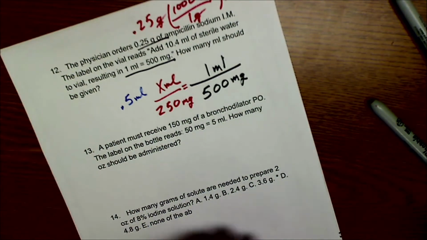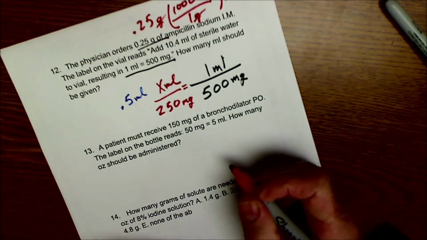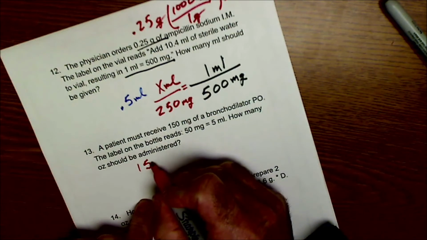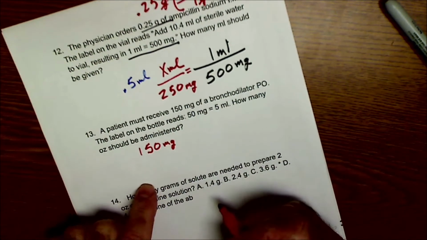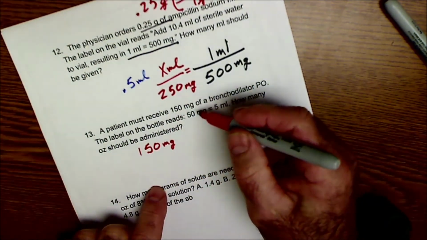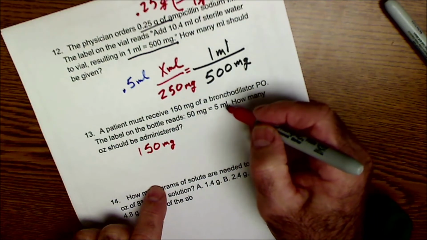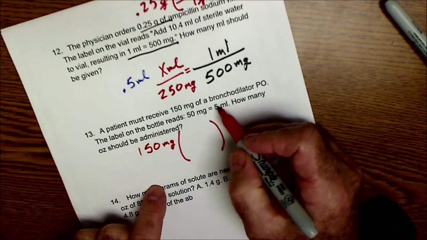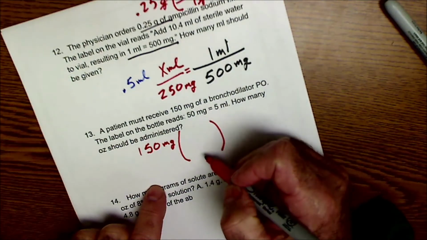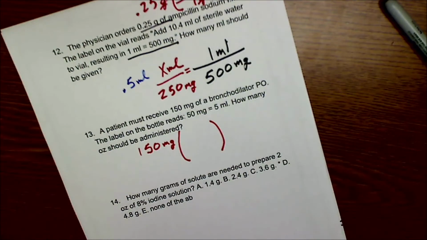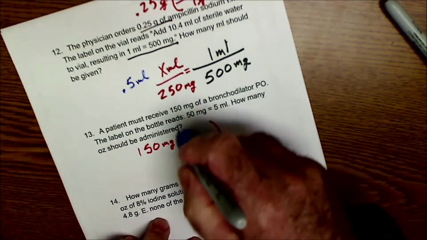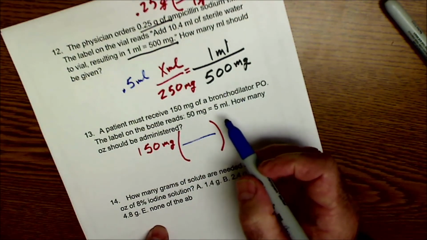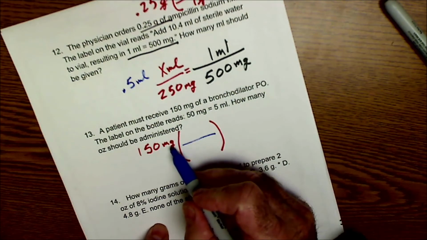Okay, number 13, you're doing great. Keep going, we're almost done here. Patient must receive 150 milligrams of something. The bottle reads 50 milligrams per 5 milliliters. So this is a ratio of 1. These things are equal. So I could put 1 in the numerator, 1 in the denominator, and this whole thing will be equal to 1, so it won't affect the value. Which one goes where is kind of told to me by what units I want to cancel.